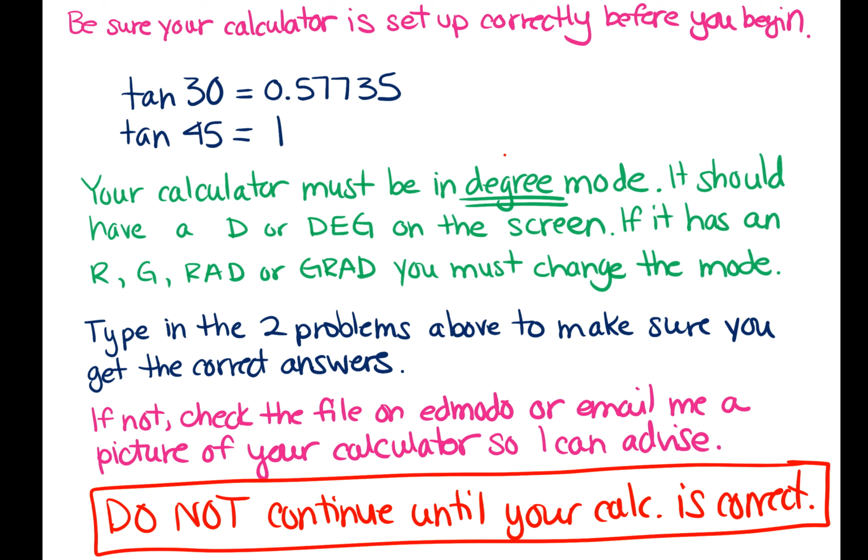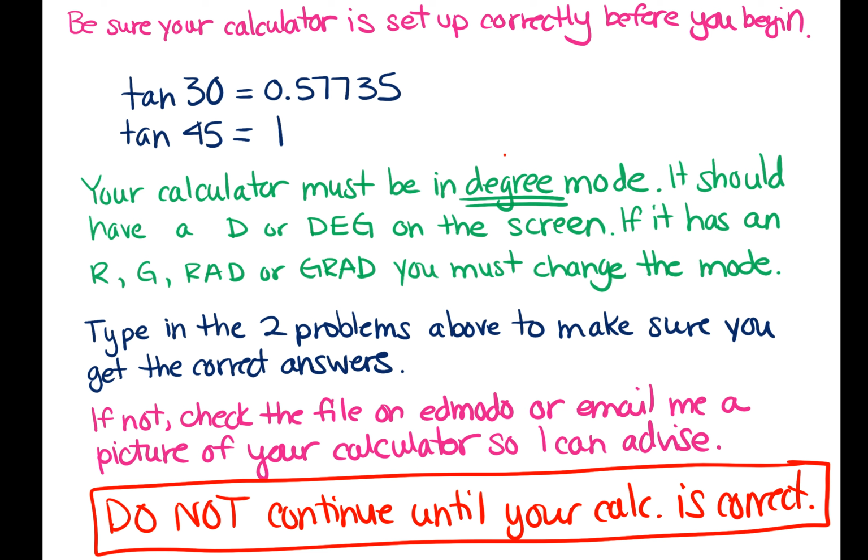To double check, you can also do the tangent of 45 degrees here, and that should equal 1. If your calculator does not give you that, then your calculator is not in degree mode. It should have a D or a DEG on your screen, somewhere usually along the top or along the bottom of your screen. If it has an R, a G, an RAD, or a GRAD, you're in the wrong mode.